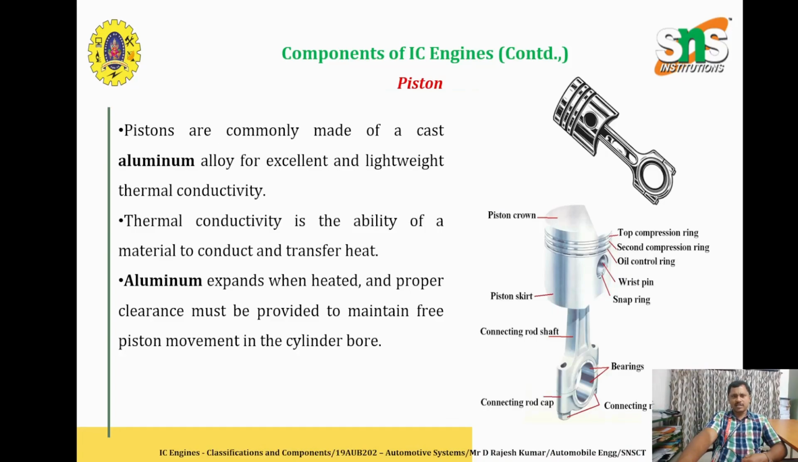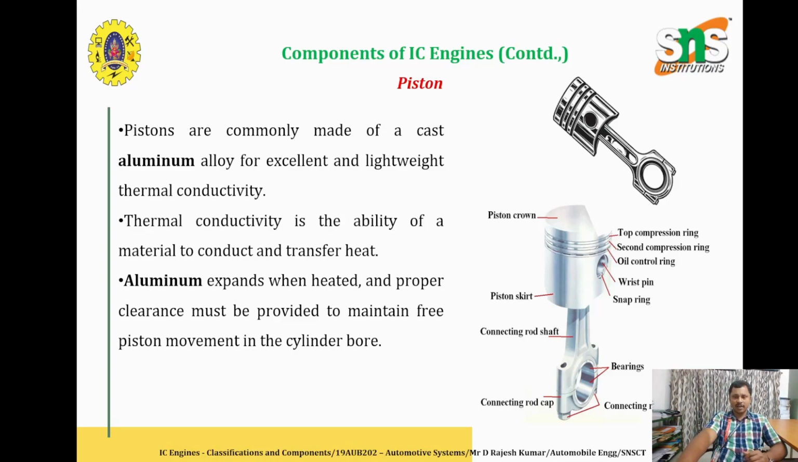The second component is the piston, which is always a lightweight component, manufactured using aluminum alloy, which has good thermal conductivity, which means the property to lose heat is very important, because the piston is located inside the combustion chamber. The piston head is always facing the heat source. So it can transfer heat, that is aluminum. So aluminum is always used as the piston material. The aluminum expands when heated, and the proper clearance will be provided to maintain free piston movement in the cylinder. So there will be a clearance maintained in between the piston and the cylinder.